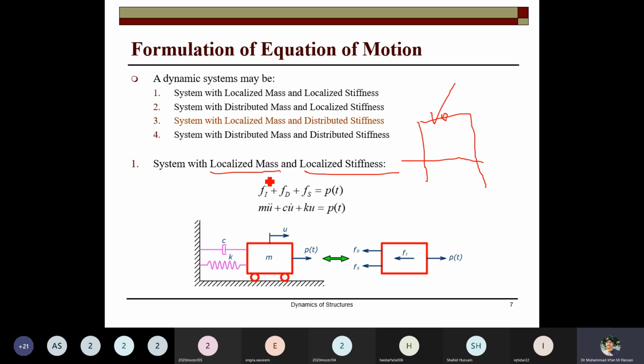So if these are the three components Fi, Fd and Fs for the equation of motion, then you can write the equation of motion as m u double dot plus c u dot plus k u equal to p(t), and this is the representation of the equation of motion.